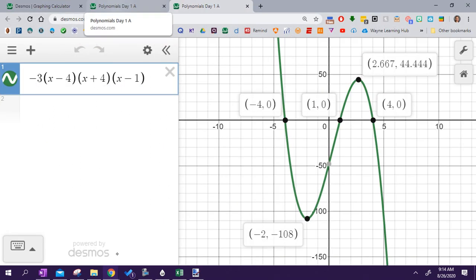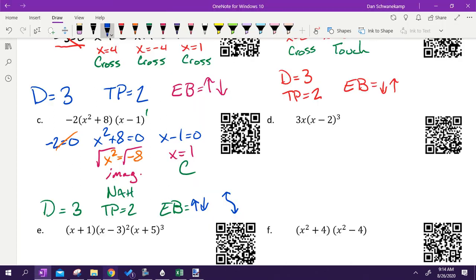So what's the degree of the whole function? The degree of the whole function is 3 because it's x squared plus 8. There's 2 x's in that thing. And then x minus 1, there's a third there. Okay. Does that make sense?